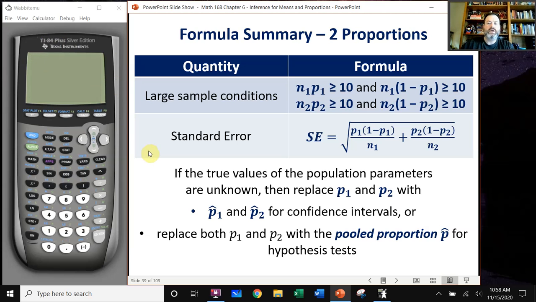If the true values of the population parameters are unknown, then we replace P1 and P2 with p hat 1 and p hat 2 for confidence intervals, or replace both P1 and P2 with the pooled proportion p hat for hypothesis tests. So this is sort of a theoretical thing, but we've already done randomization distribution, so this will make sense when we explain it. All right, so let's see how to use this formula and this one.